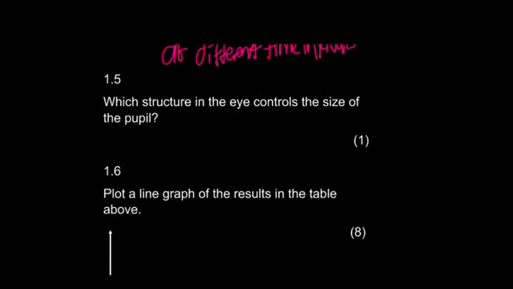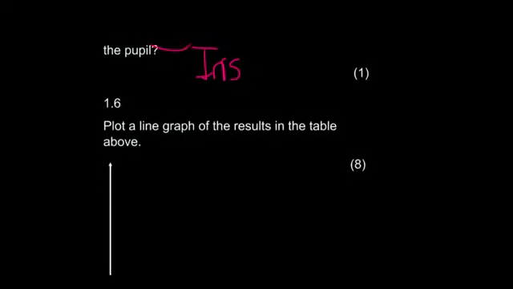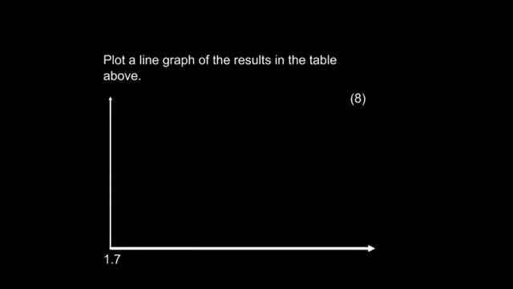Now they've asked me which structure in the eye controls the size of the pupil. The iris. Remember, the pupil is not a structure. It cannot do the work. It's the iris around it. And I can ask you for the results in another way.